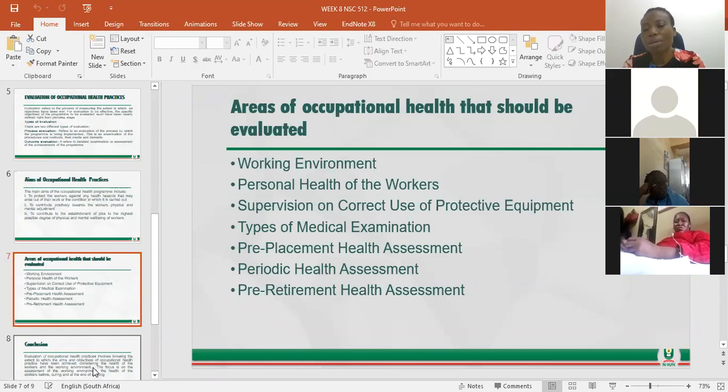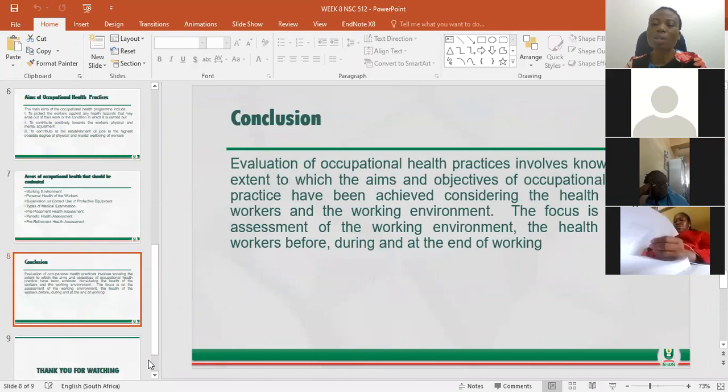And pre-retirement health assessment. After you have worked for a number of years and you want to retire, you look at what your health is like compared to when you were employed. Now you are getting prepared to retire. Has any problem occurred in your health? So these are the areas of occupational health that need evaluation.